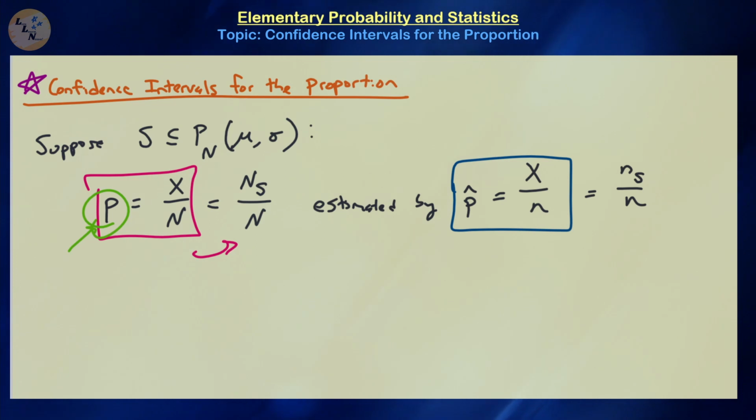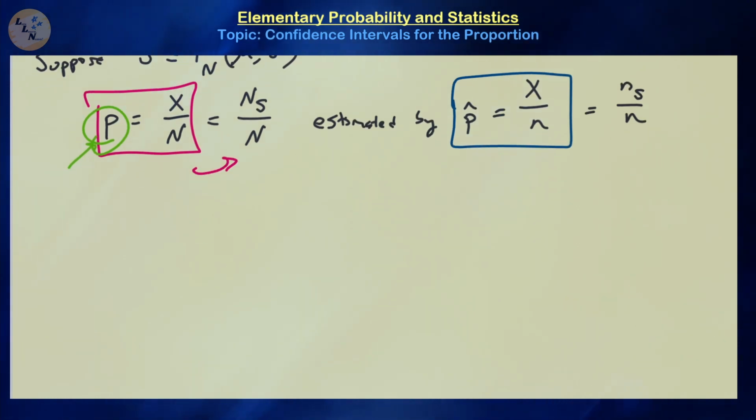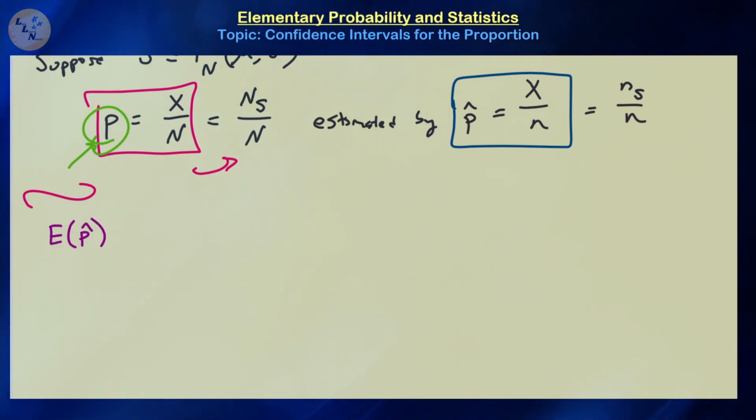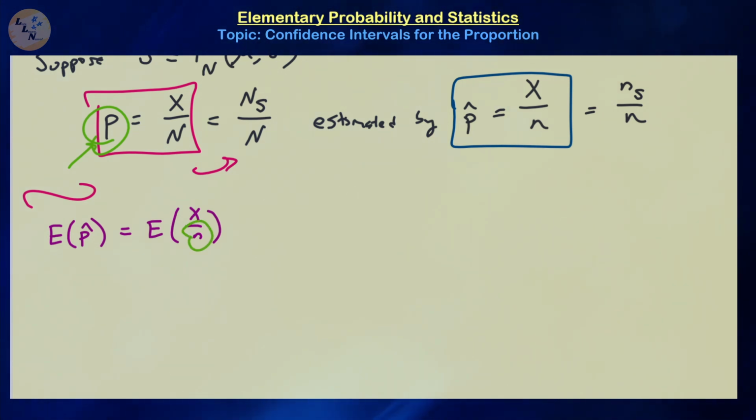So a couple questions to start off with. For example, is p hat an unbiased estimator for p? We hope it is, and indeed it is. So let's go through a quick proof of that. What is the expected value of p hat? If this is equal to p, then all is well. So p hat, we know, is x divided by little n, so we take the expected value of x divided by little n. We know 1 over little n is a constant, so we can factor constants out of expected values. So we have 1 over n times the expected value of x.